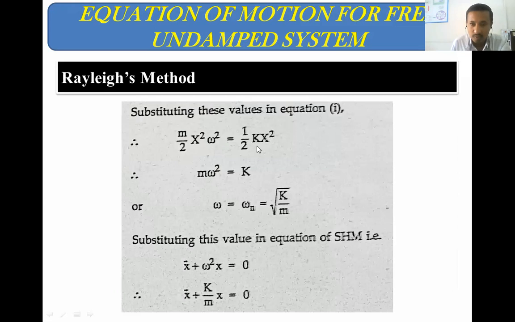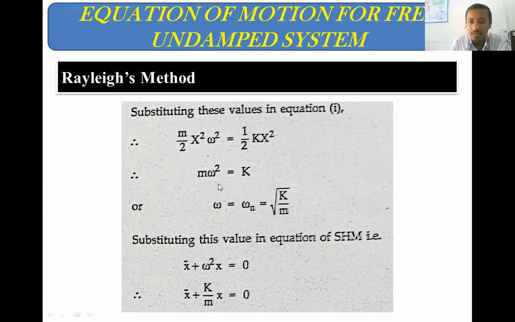So m/2 x square omega square is equal to half k into x square. Now simplifying this, x square and x square get cancelled here. 2 and 2 get cancelled. Remaining is m into omega square, because x square cancelled, so remaining is m omega square is equal to k.